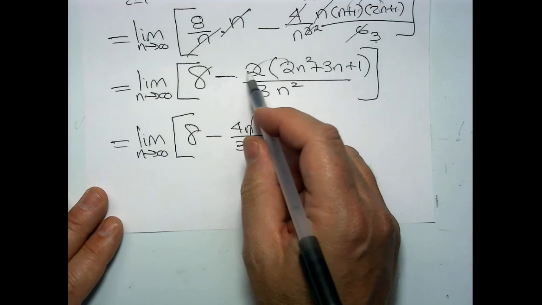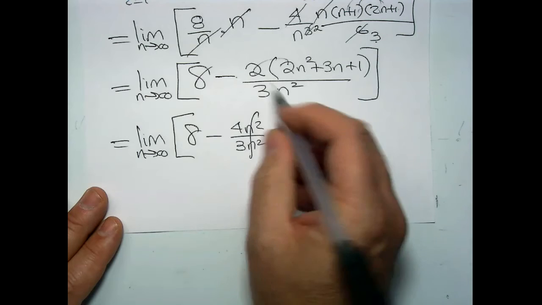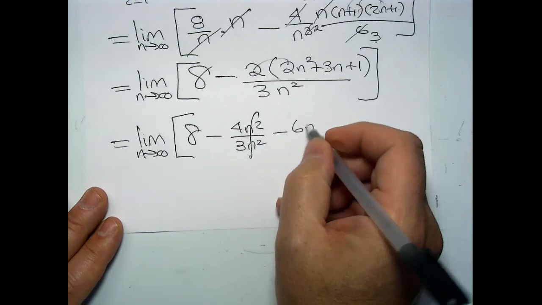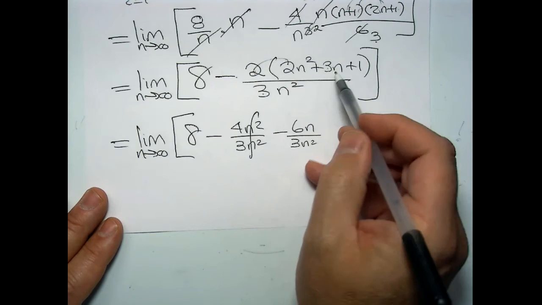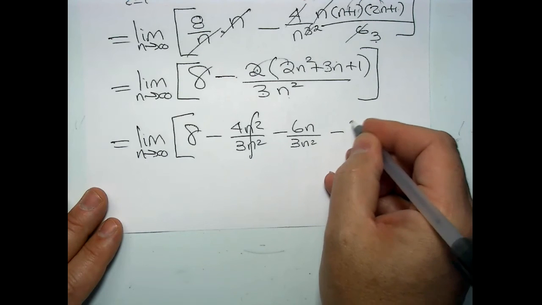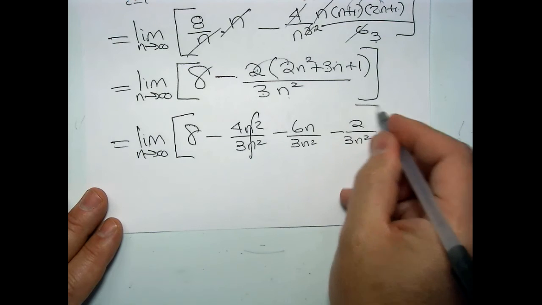So now we're going to do 2 times 3, which is minus 6n over 3n squared. I'm giving each term a copy of the denominator. And finally, minus 2 over 3n squared.